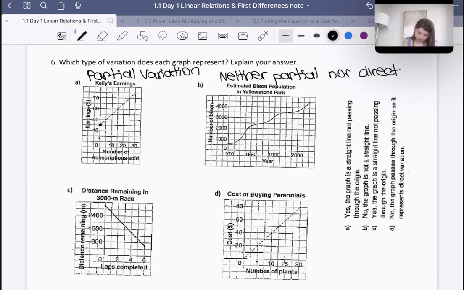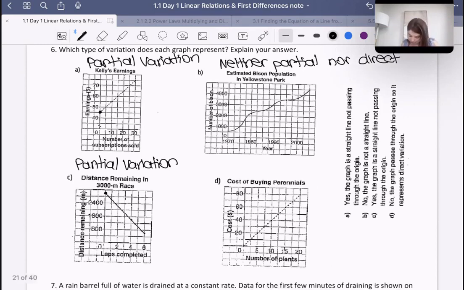This third one here, C, is partial variation. For the same reason as A is partial variation, because it is a straight line, but it does not start at the origin. The y-intercept is not 0. It looks like the y-intercept is some number that's above 2,400 at the very least. So there we go. And then here's the cost of buying perennials.